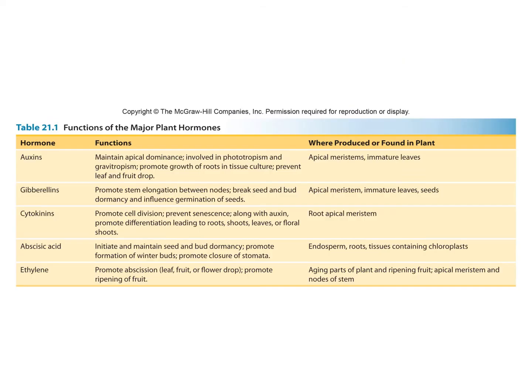And so here's kind of a quick table so you can understand that. It's a really good one to look at. This is in your textbook, but please make sure you know the 5 different hormones. These are very important to know, and again, their functions as well as where they're going to be found in the plant. Most of these you find in the meristems and the apical meristems. Abscisic acid is going to be in the endosperms and the chloroplasts, and then ethylene is going to be typically in the apical meristem or the nodes.